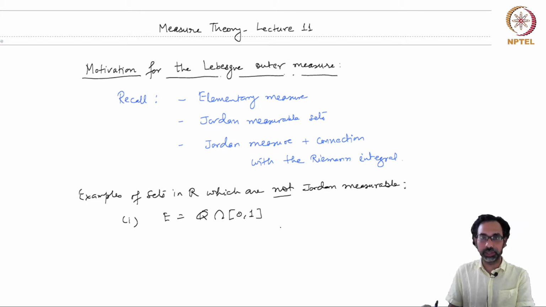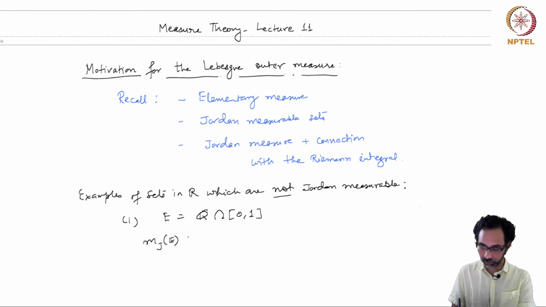So this set I claim is not Jordan measurable. Let's see why. If you consider the inner Jordan measure for this set E, this is going to be 0, because no interval of strictly positive length is a subset of this set E, because it only considers the rational points inside 0, 1. So the inner Jordan measure is going to be 0.